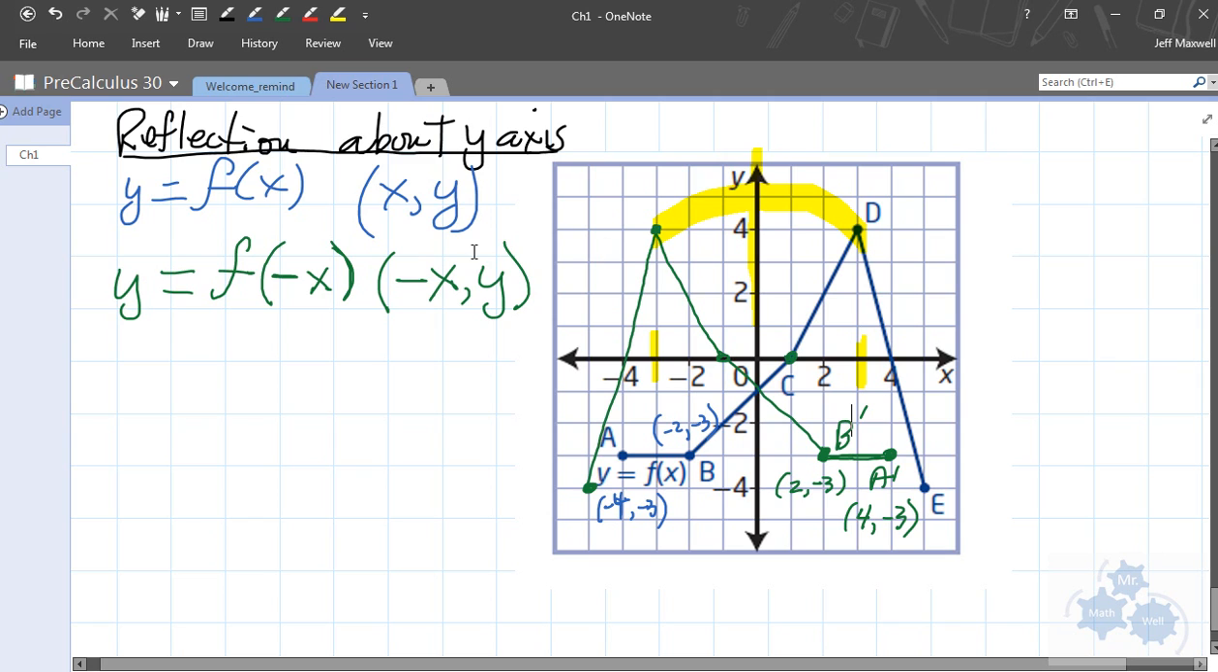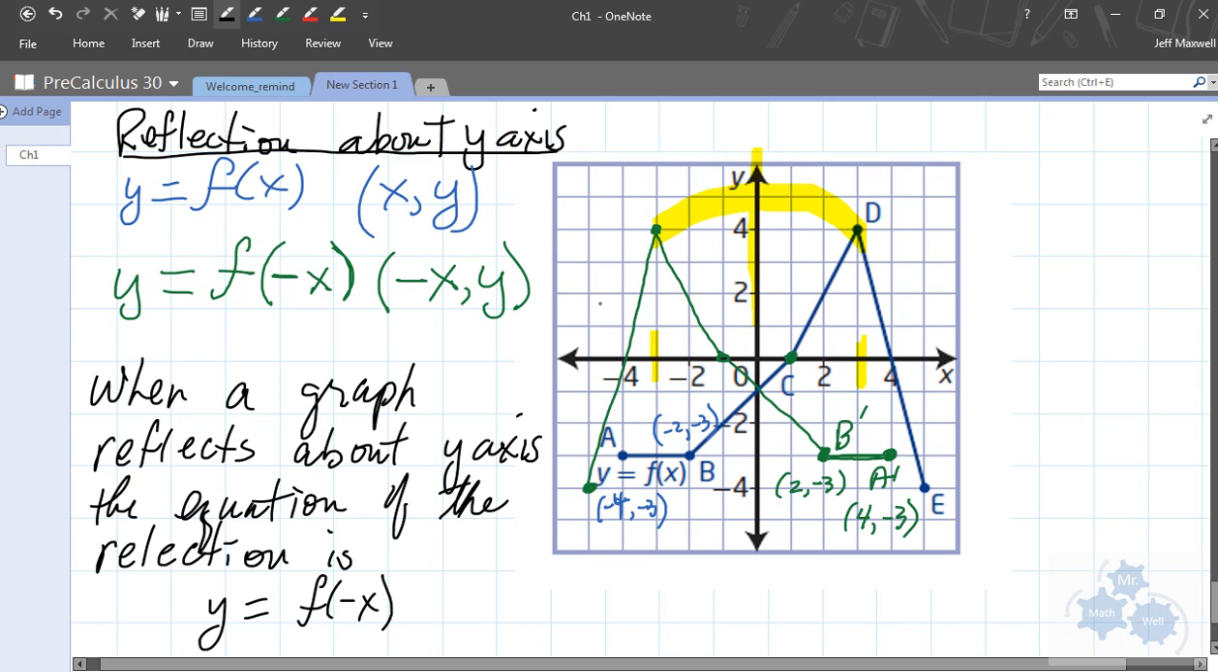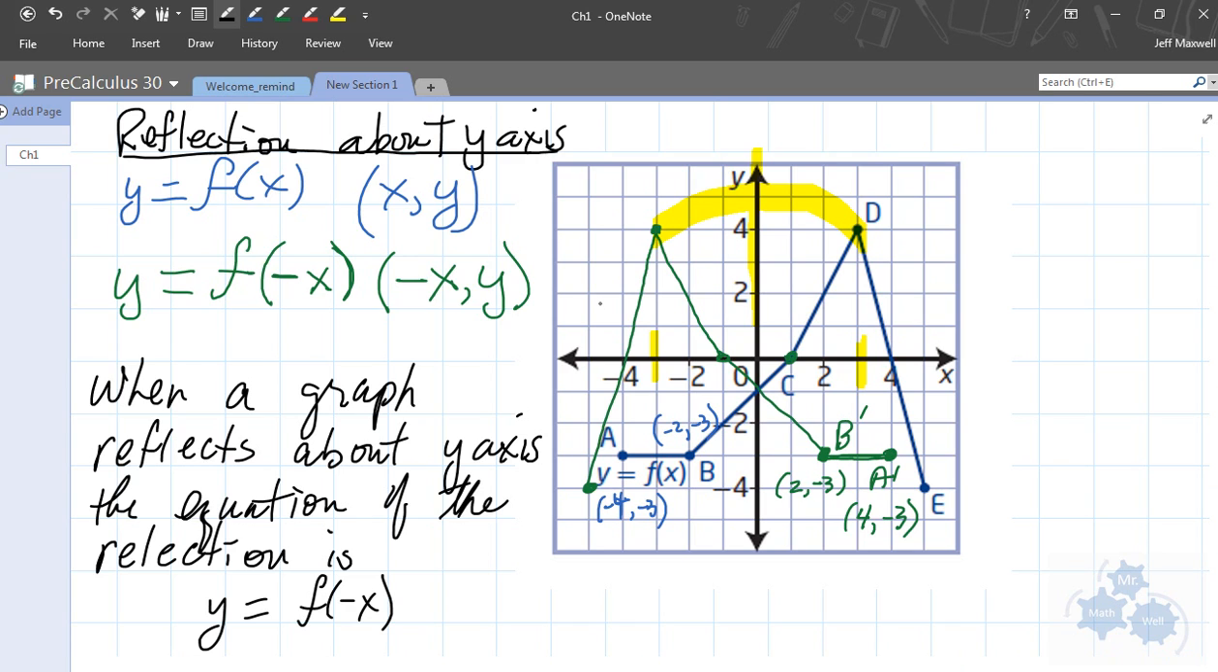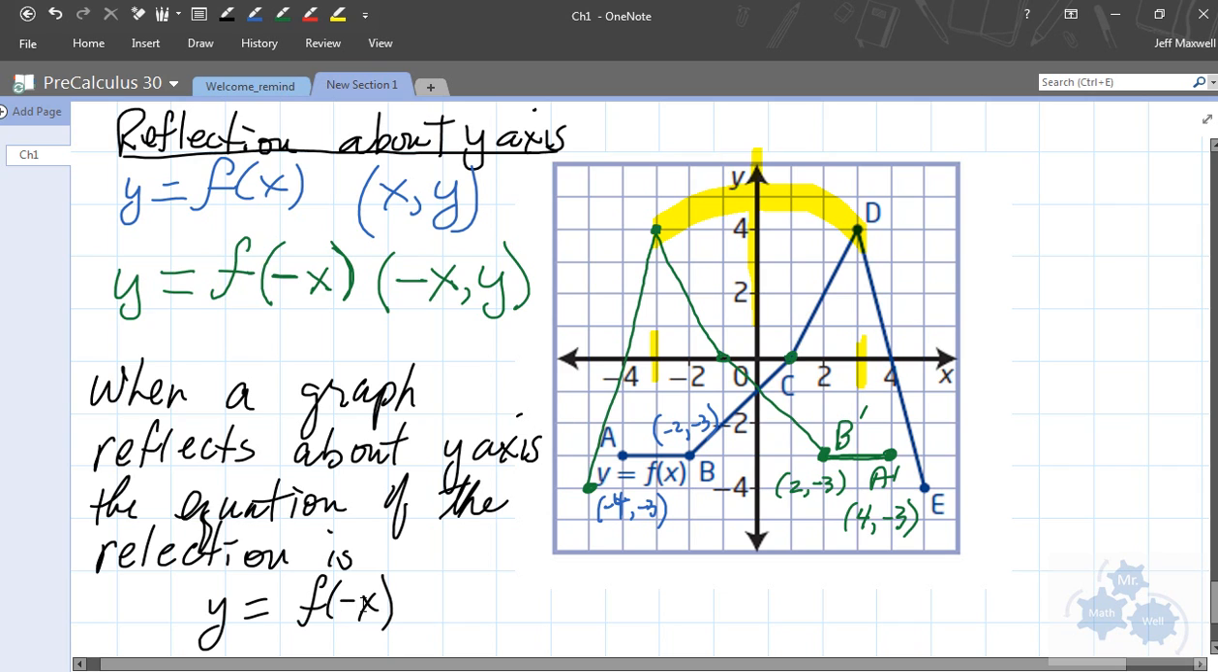Okay? All right, so let's just jot a note. So when a graph reflects about the y-axis, the equation of that reflection, if the original graph is y equals f of x, then the new graph has the form y equals f of -x. Okay? So the x values are all multiplied by -1. And I could have put a -1 times x inside there as well, just like I did above. Okay?